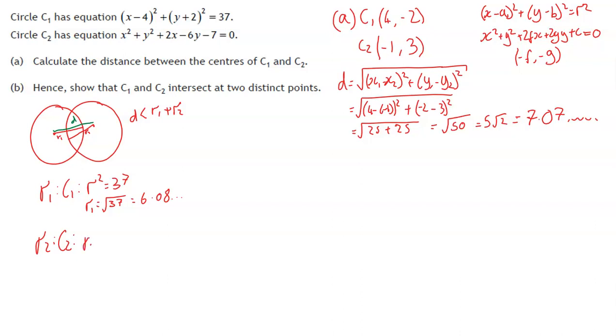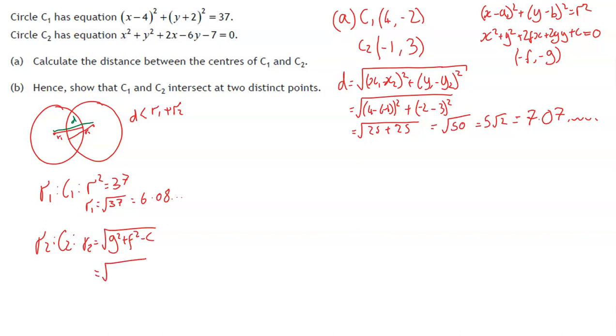I can use the fact that the radius, so we'll call this r2, is equal to the square root of g squared plus f squared minus c, from the formula and the way it's written. Now, I said earlier on, I know what f is, so I know that f is equal to 1. I know that g is equal to -3, and then c is just the constant at the end, which in this case is -7.